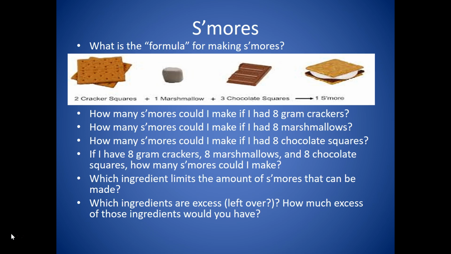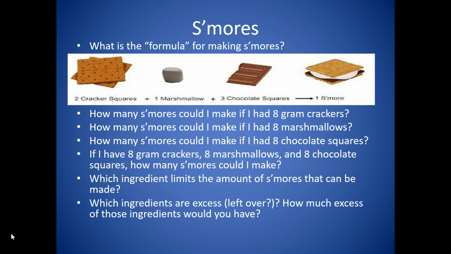But what if I gave you 8 graham crackers, but you still only have 1 marshmallow and 3 chocolate squares? So you could still only make 1 s'more. Okay, what about if we had 8 marshmallows? But then I still only have 2 cracker squares and 3 chocolate squares, so I can still only make 1 s'more. And if I had 8 chocolate squares, I still only have 1 marshmallow and 2 cracker squares, so I can still only make 1 s'more.